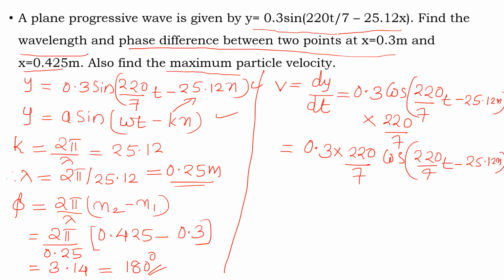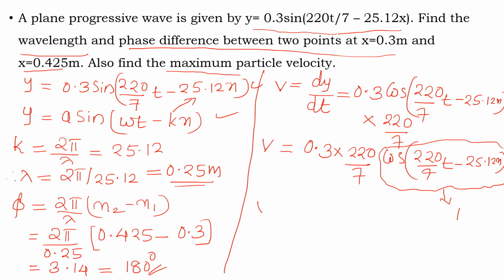Then the maximum particle velocity. The velocity is given by this equation. This velocity will be maximum when this cos value is maximum. We know that the value of cos varies between -1 and +1. Its maximum value is +1, so this term becomes 1. The velocity then is the maximum velocity.